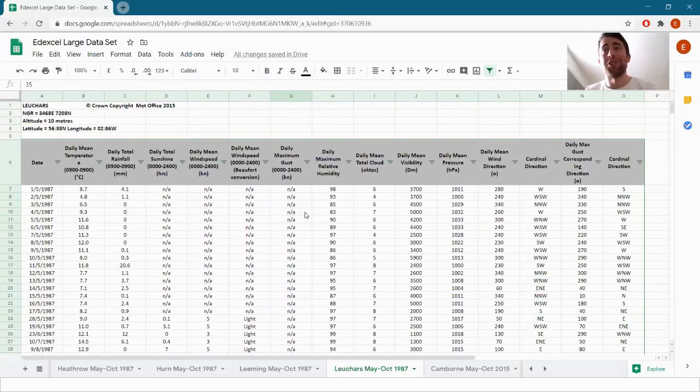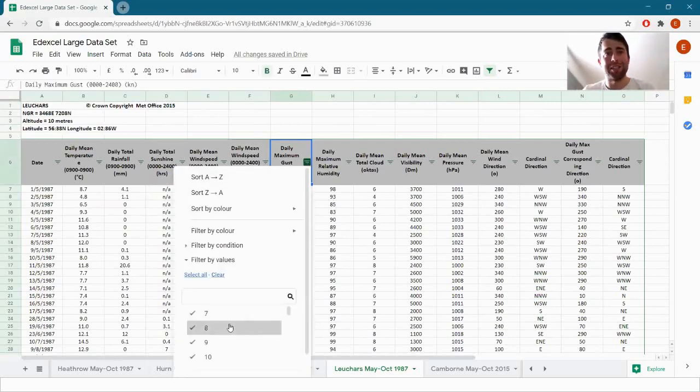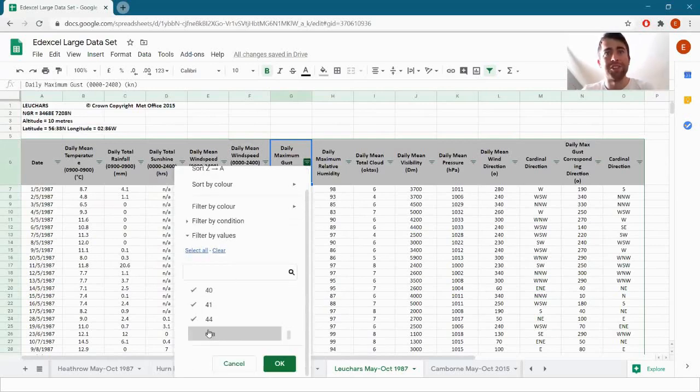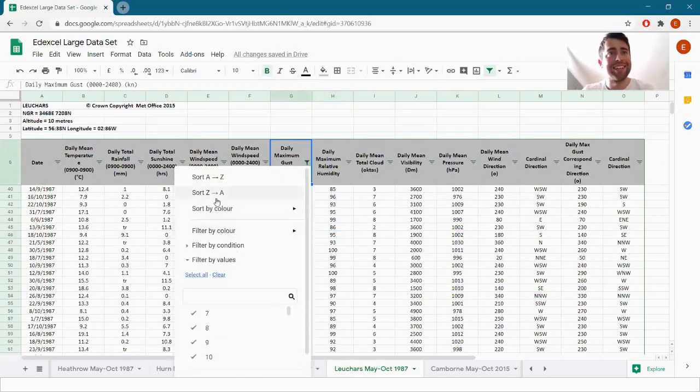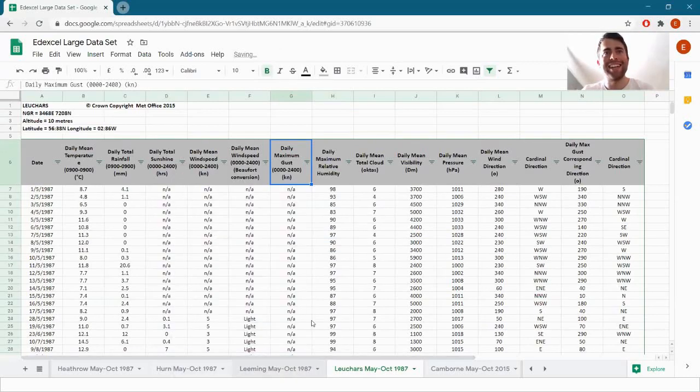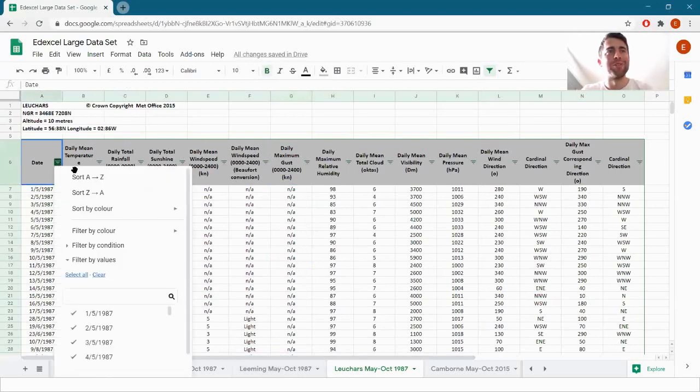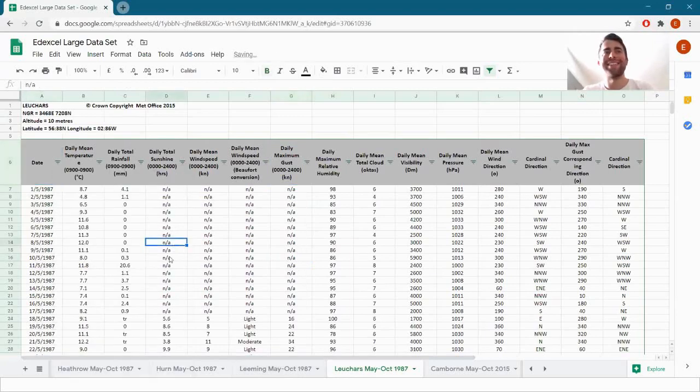If I wanted to get rid of those not applicables, if I just wanted to hide them, that's also in this drop-down box. I can scroll down in it, and I can untick the not applicable and click OK, and it just doesn't show them anymore. And then I can undo all of that by clicking select all again and OK, and then reordering by date there, and that's undone all of the sorting that I've just done.